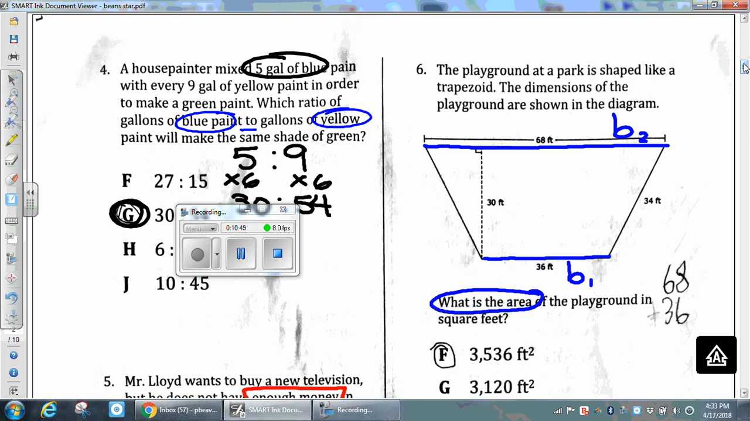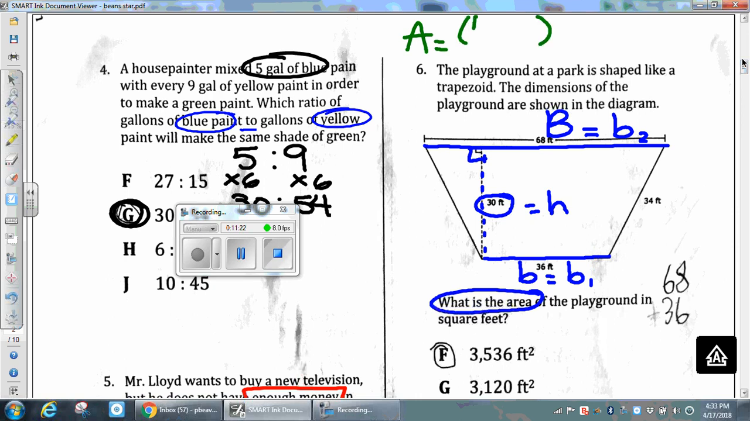When I was in elementary, my teacher used to call them uppercase B, and then the other one was simply lowercase b. But of course, you can use whatever variables you want, as long as you use them correctly. We are also going to need the height, which has to be perpendicular to the base. And so in this case, the height will be 30. We'll call that h.